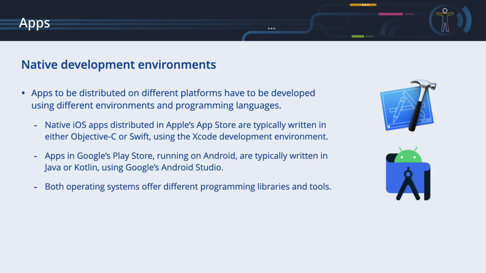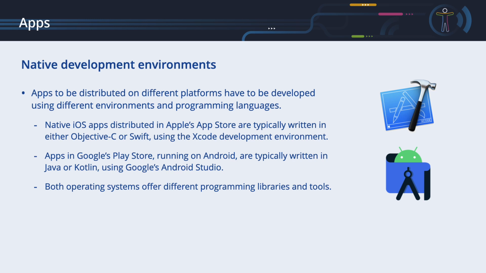Native development environments. Apps to be distributed on different platforms have to be developed using different environments and programming languages. Native iOS apps distributed in Apple's App Store are typically written in either Objective-C or Swift, using the Xcode development environment. Apps in Google's Play Store, running on Android, are typically written in Java or Kotlin, using Google's Android Studio.